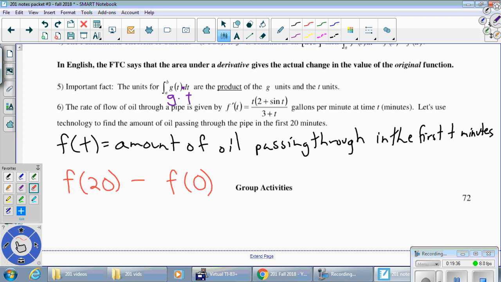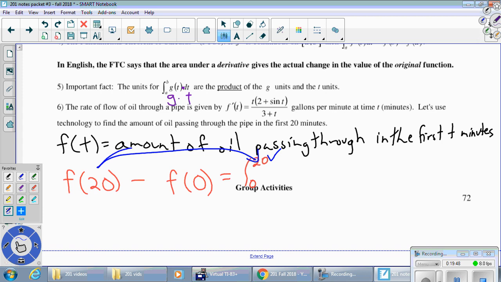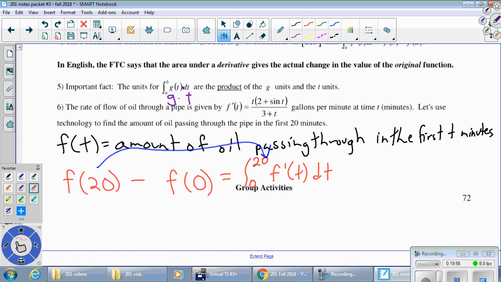So according to FTC1, this is equal to the integral from 0 to 20. Make sure you get the numbers in the right spots. The 20 that came first over here goes on top. You can't always say that the bigger number goes on top. You've got to say the number that came first goes on top. Okay, and then I'm just copying my theorem. It said f of t dt. That's it. And in this particular case, I am given the formula for f of t, so I'll just copy it.